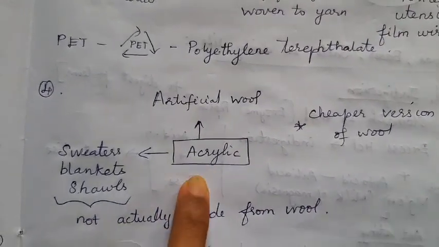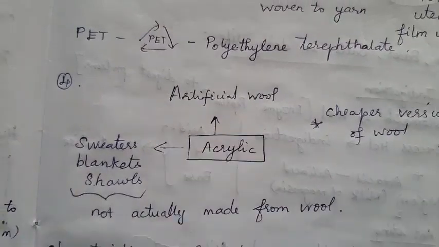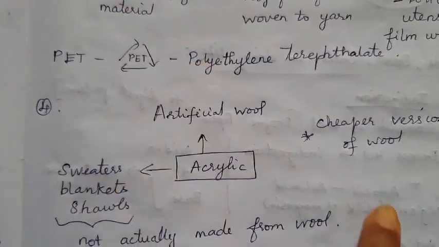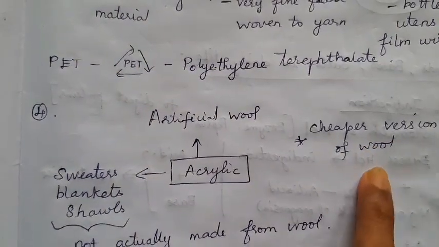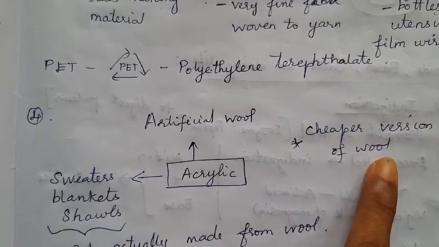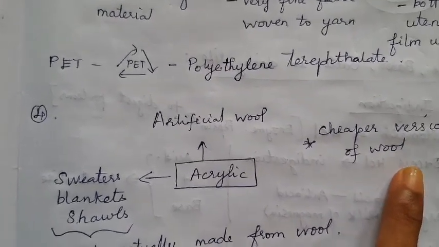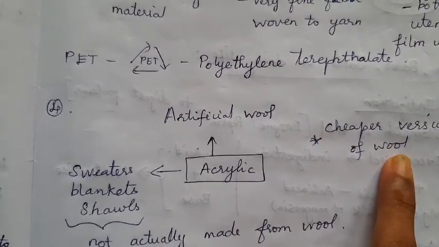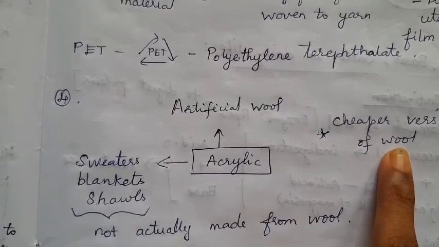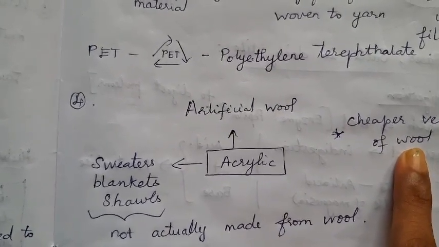Next, we saw about the acrylic. Okay, acrylic is nothing but artificial wool. This is the cheaper version of wool. Why am I saying acrylic is a cheaper version, my dear children? Because where am I getting the natural fiber wool from? From the sheep and goats. Is it possible for me to get the wool whenever I am in need of it? No, right? For that you have to properly nurture the sheep and goats.